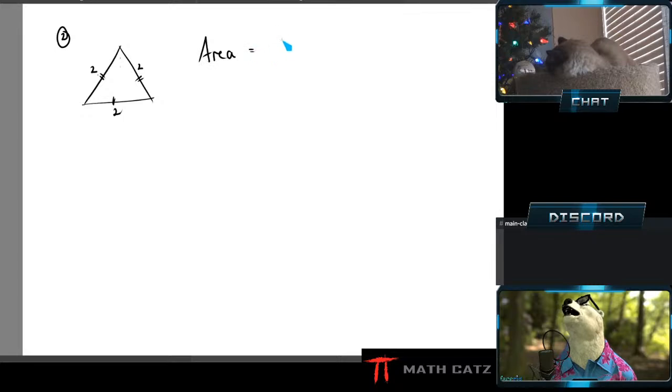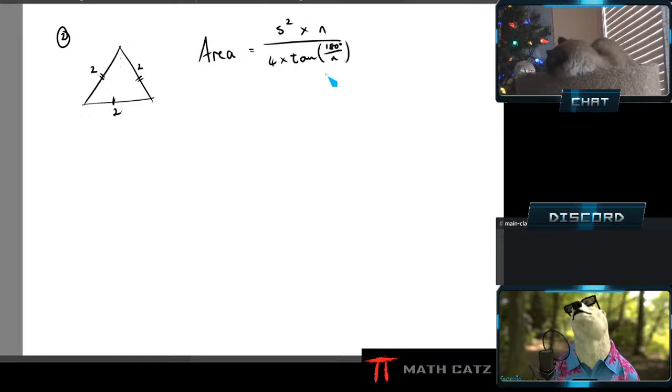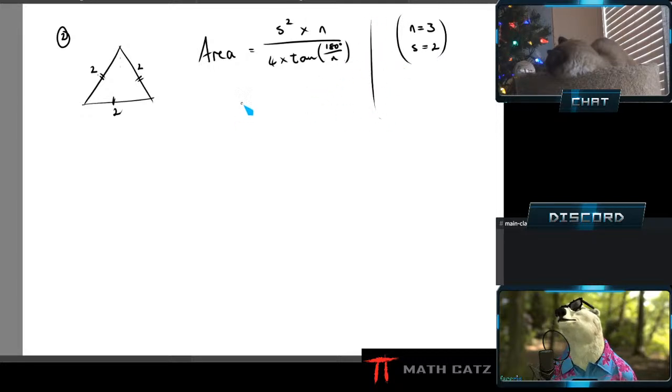It doesn't require that I know the height in my half times base times height formula. Sorry, I'm writing and speaking different things. It's hard. It's a different formula to find the area of this triangle. But again, I do have options. In this case, n is 3 and s is 2. That's given. So let's plug them in.